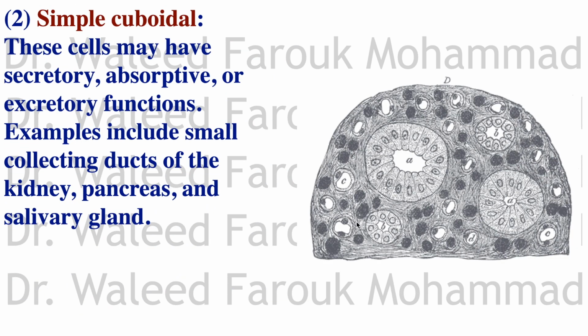The simple cuboidal, in this picture it shows both simple cuboidal and simple columnar. In the tubules of the kidneys, you see the simple cuboidal. They are cubic shaped cells with rounded nuclei, like this one and this one. These two are simple columnar epithelium. The simple cuboidal epithelium has secretory, absorptive, and excretory functions, and examples as shown here: the collecting ducts of the kidney, also in the pancreas and the salivary glands. You can find such epithelium, simple cuboidal.